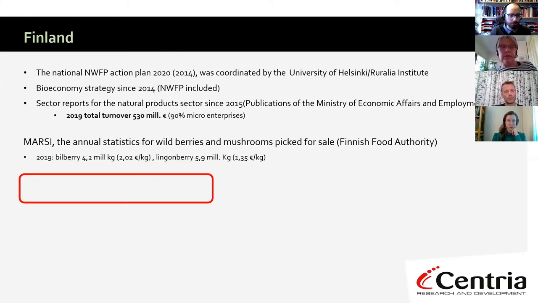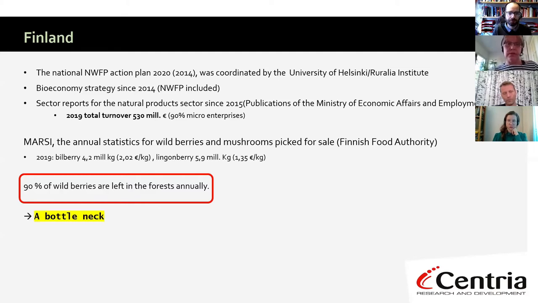Like in 2019, you can see the amounts that were picked for sale for bilberries and lingonberries. However, the fact is that almost 90% or even more of wild berries are left in the forest annually. So which means that there is a bottleneck, especially if you are refining. There are a lot of raw materials, but it's not refined to the full extent. Of course, we need to be sustainable as well. I'm not saying that it's not sustainable, but in a sustainable way.